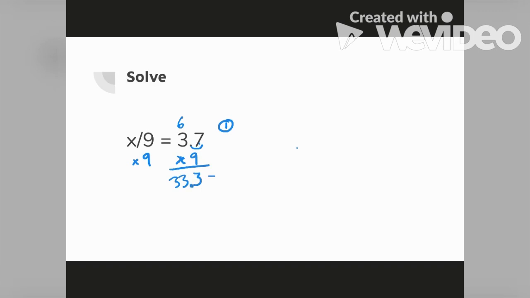My answer is x equals 33.3. Okay, now the checking of your work gets a little bit more difficult on this one because I'm going to go 33.3 divided by 9. Remember your rules with dividing decimals. If it's in the denominator, all I do is move it up. Then I treat it like regular division.